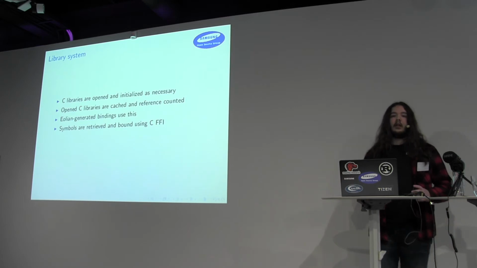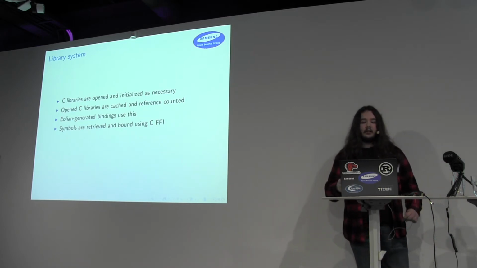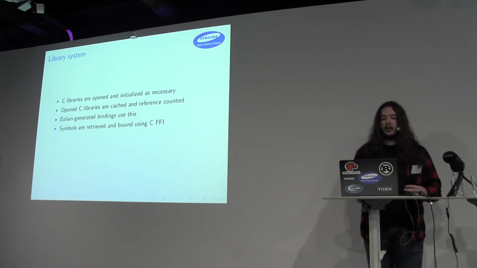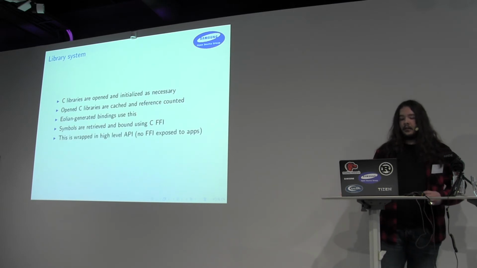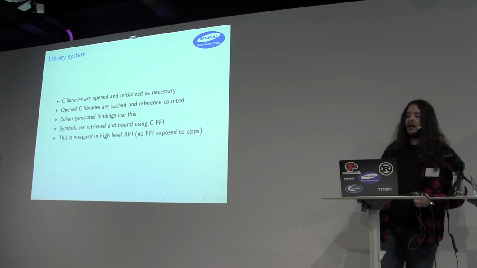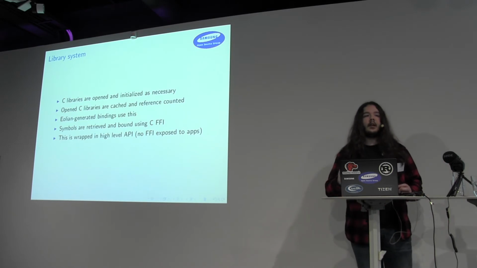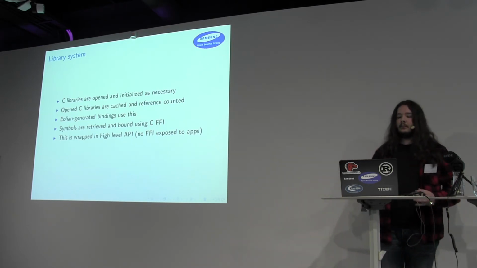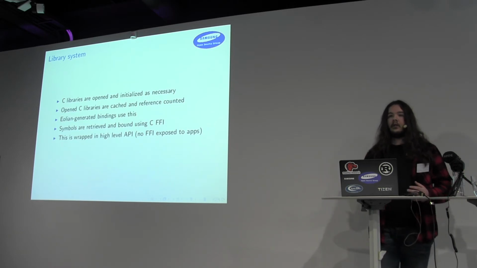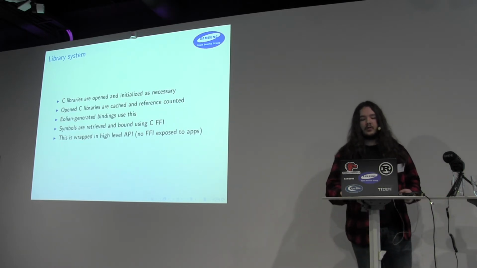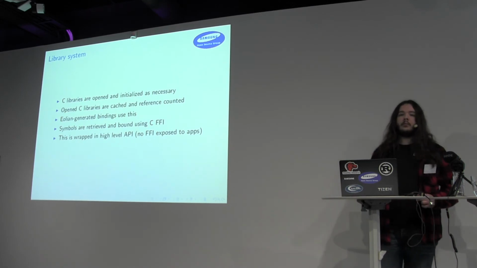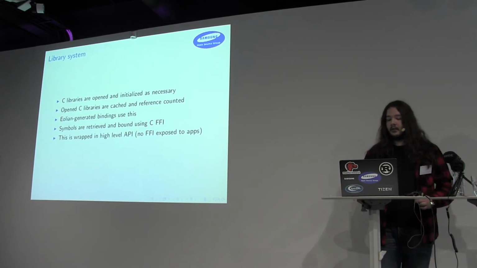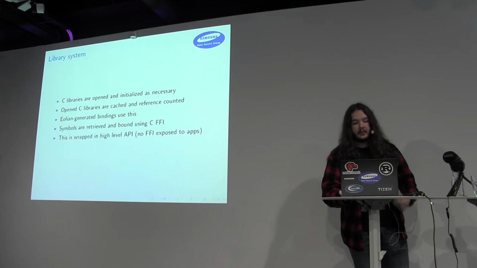The symbols, the API functions are retrieved as standard stuff using C FFI. And this is wrapped in a high-level API. There's no FFI exposed to applications themselves, because obviously FFI is unsafe and it can result in seg faults and other types of issues. You shouldn't be able to access such low-level stuff in applications, so we don't allow it.